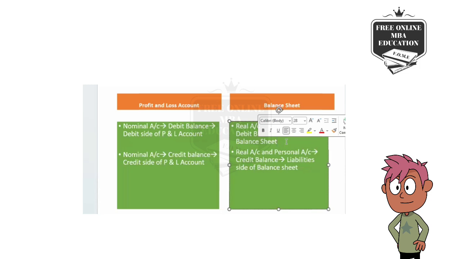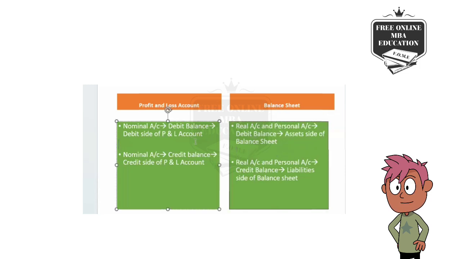We will find place in the asset side. And if it's going to be a real and personal account with a credit balance, like the personal capital or the bank loan, it is going to be personal again. Real account, there I don't have any such example for real account. So personal accounts, in which capital will be there, drawing will be there, bank loan and creditors are going to be there. These are all the personal accounts which are finding place at the credit balance, and will have place at the liability side of the balance sheet. I hope this is getting clear to you.